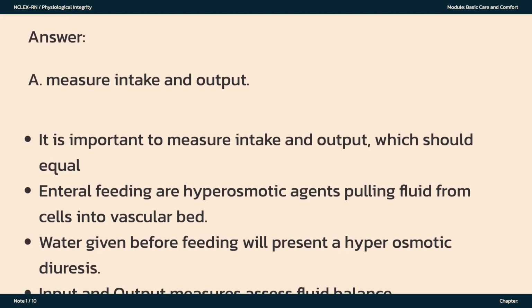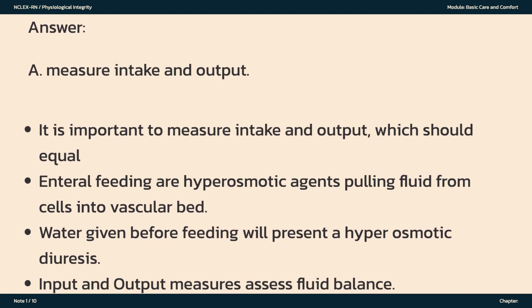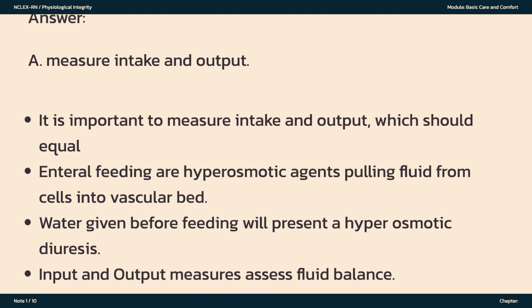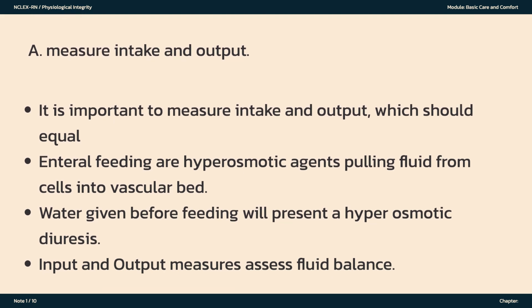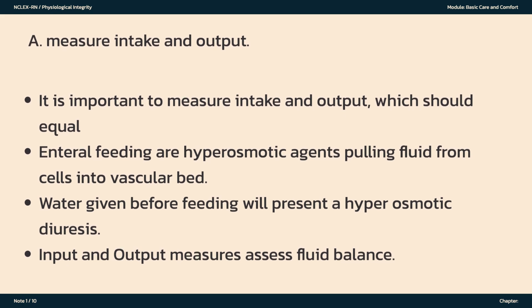The answer is A. Measure intake and output. It is important to measure intake and output, which should equal. Enteral feedings are hyperosmotic agents pulling fluid from cells into the vascular bed. Water given before feeding will prevent a hyperosmotic diuresis. Input and output measures assess fluid balance.